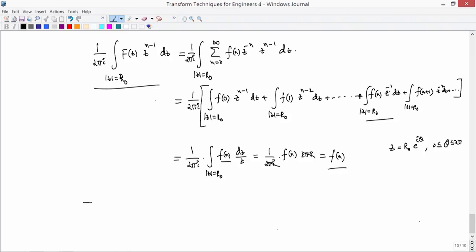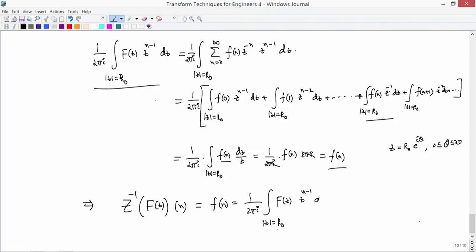So this implies the inverse z transform of capital F of z, as a function of n, is f of n, which we know. I can get it from this result as 1 by 2 pi i times the integral over mod z equal to r naught of capital F of z, z power n minus 1 dz.